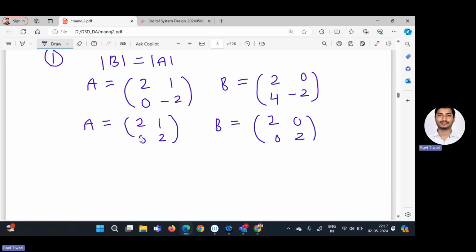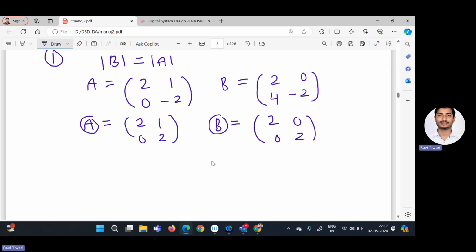So here we can say that A and B have the same determinant, 2 into 2, 4, and the same trace, 4. The determinant is the same, the eigenvalues are the same, but when you verify, A and B are not similar matrices. We can verify easily that A and B are not similar. Why? Because the converse of the given statement is not true.